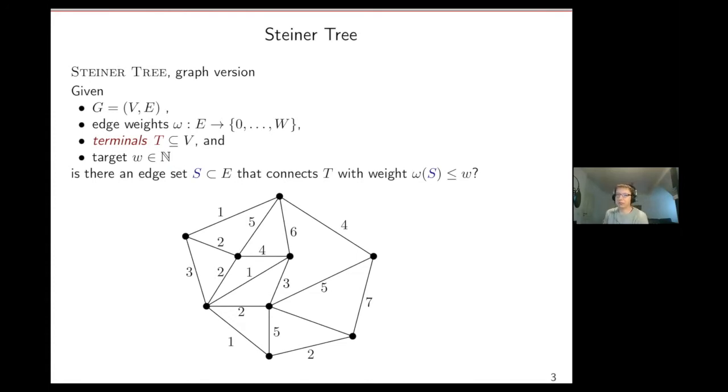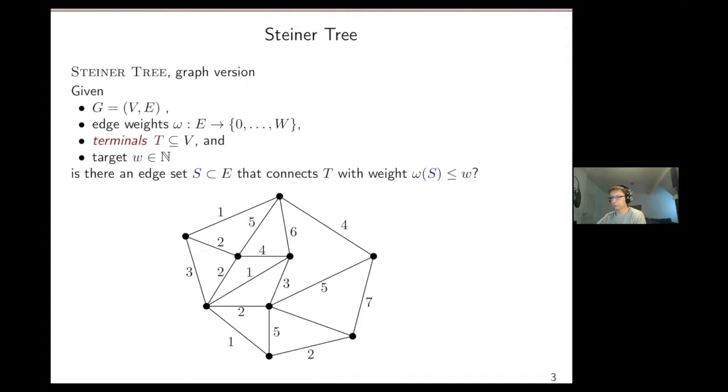The Steiner tree problem is really well known, but just to be on the same page, we are talking about the graph version. So we are given a graph which is undirected, and we have some edge weights. The edge weights are integers between 0 and capital W. We are also given a set of terminals, which I will denote by capital T. And let's say we have some target value W. Then the question is if there is an edge set S which connects my terminal set T and has total weight at most W.